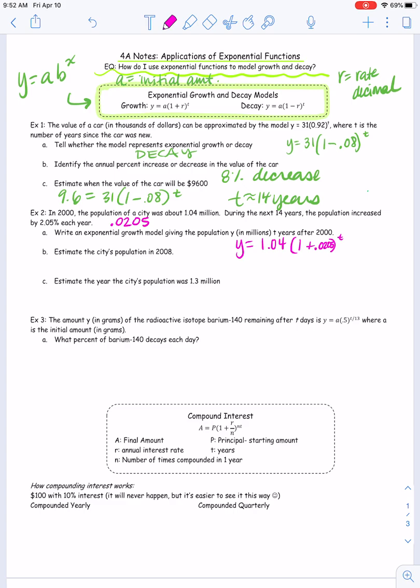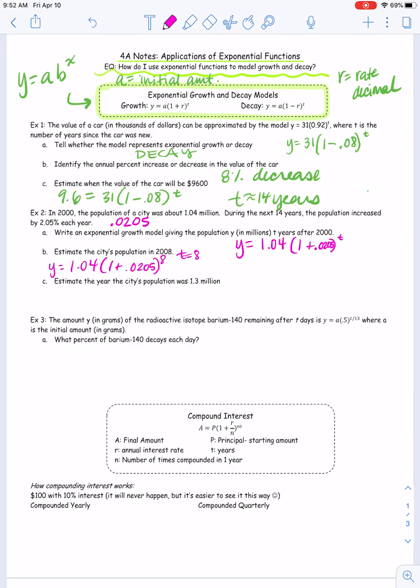So in part B, it says estimate the city's population in 2008. Well, how many years after 2000 is that? That's 8. So our t value is going to be 8 here. So t is equal to 8. So now I can just plug in that value. y equals 1.04 times 1 plus 0.0205 raised to the 8th power. I can plug that into my calculator as is.